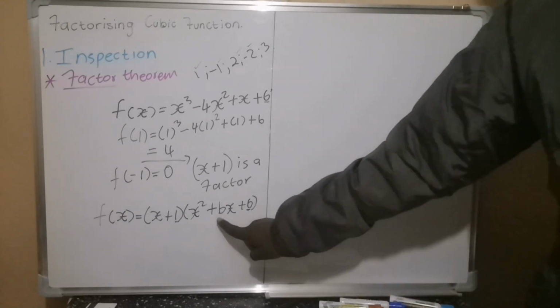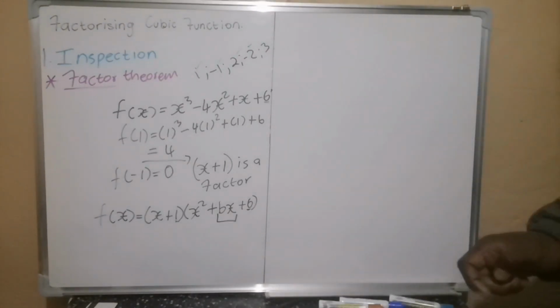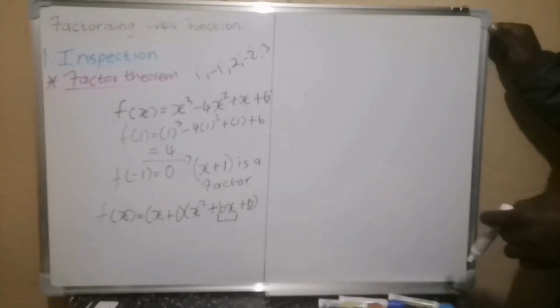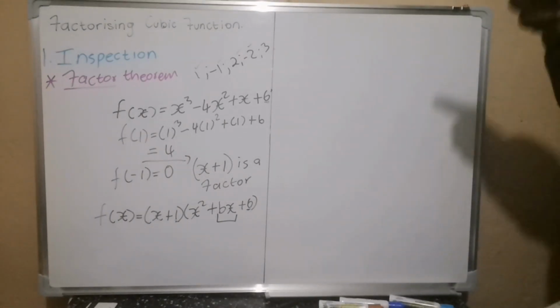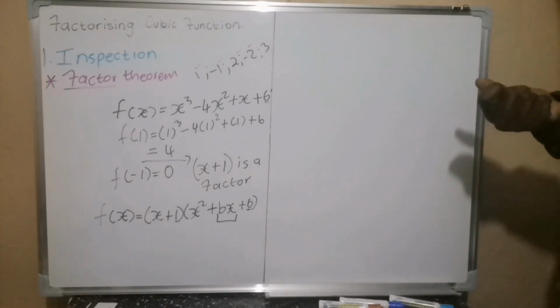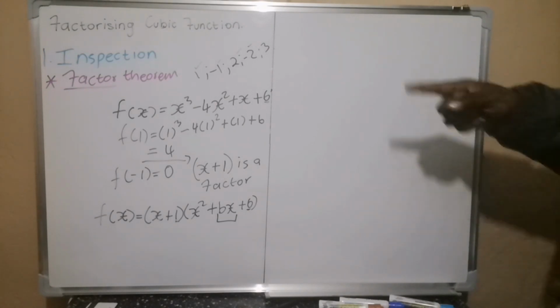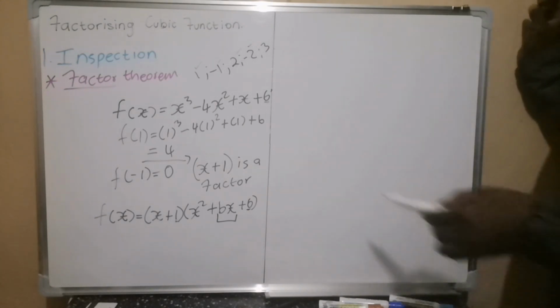Now, we need to find the value of b. How do you find the value of b? Let us use that trick. The value of b is our middle term. So now, let us do this.